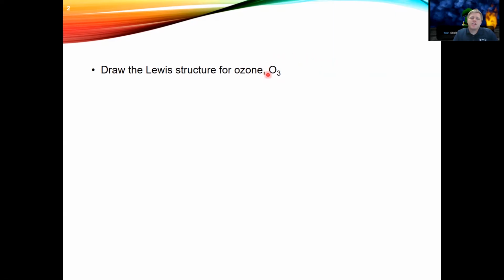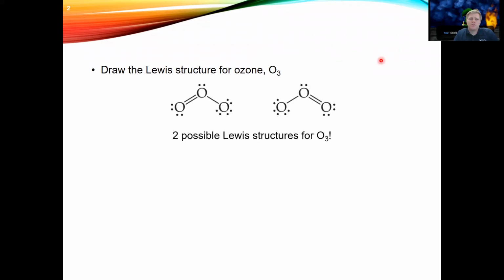Let's start today's discussion with ozone. This is O3. You might have heard of the ozone layer that's really high up in our atmosphere. It's a region with a lot of ozone in it. So how would we draw the Lewis structure for O3? Well, it turns out there's two possibilities.